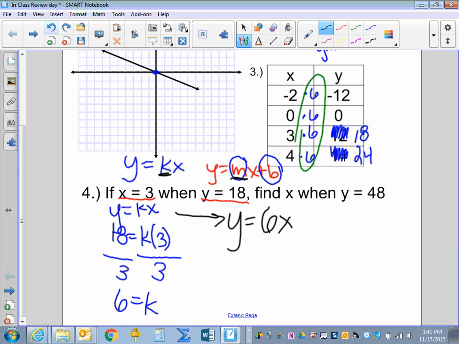We just solved and found that k is 6. Oh, I get what you're talking about. You took this number and put it in for k. You divided 18 by 3. Yes! And that equals 6, which equals k. Oh. And we just put k in. Alright, so we have our equation.